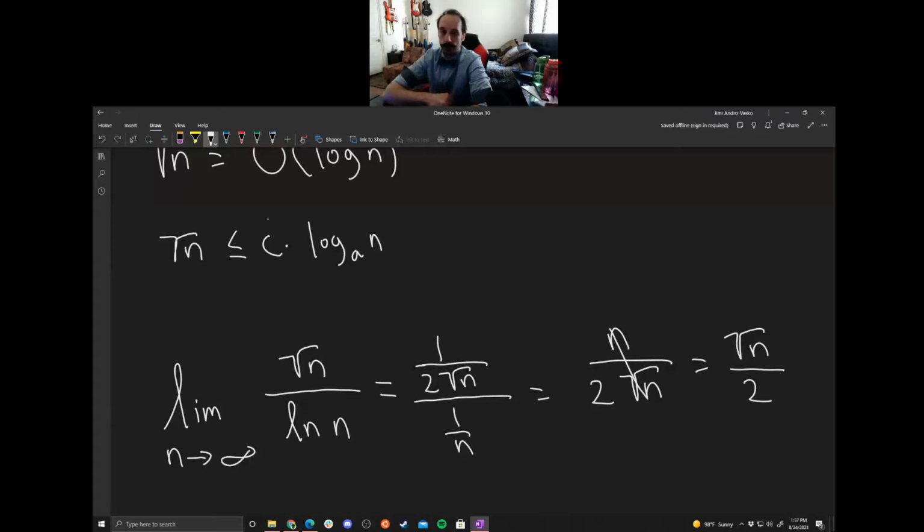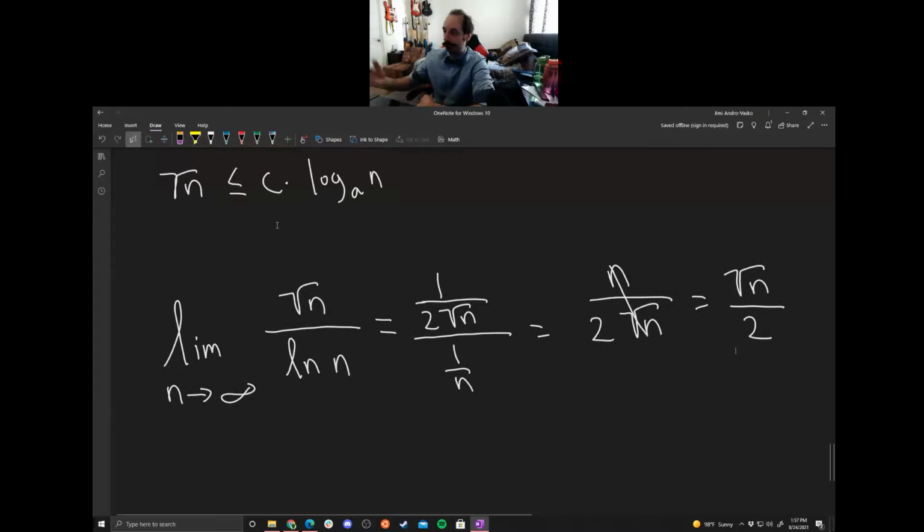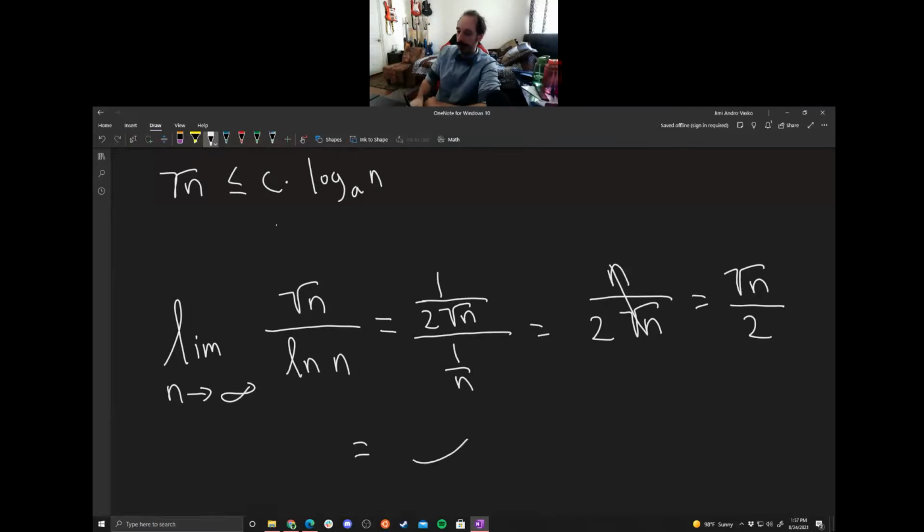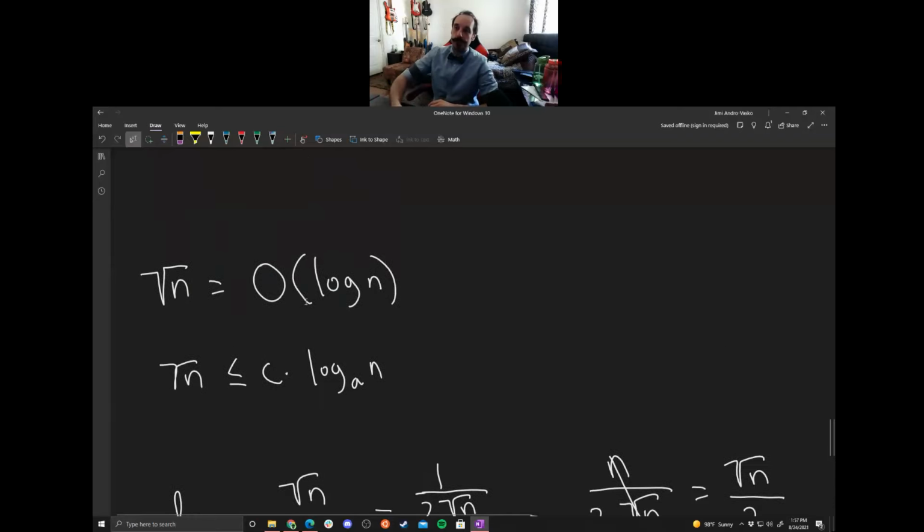This is definitely going to infinity, because if we send n to infinity, square root of n over 2 will grow to infinity, which means that root n has a bigger growth rate than natural log of n. In other words, root n has a bigger growth rate than any logarithmic function. All logarithmic functions have a smaller growth rate than root of n. So that means this statement here is not valid, because O of log n cannot bound any root n function.